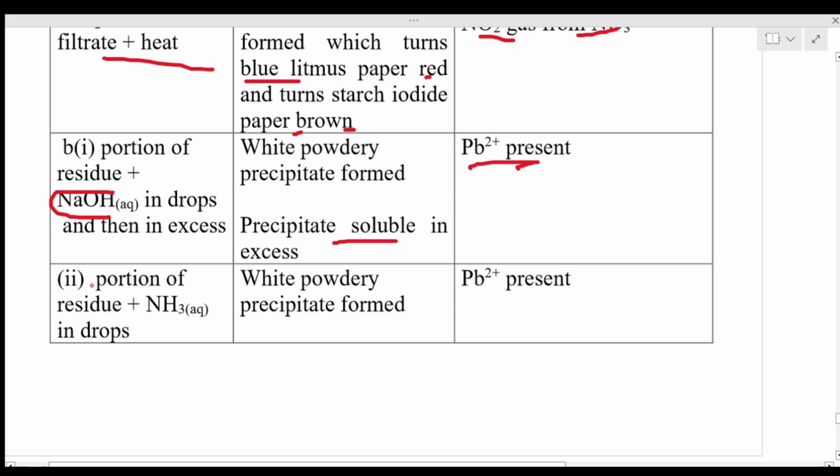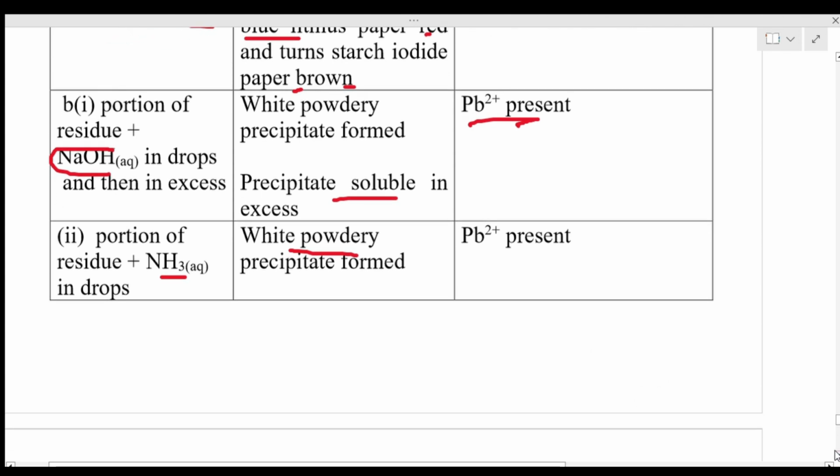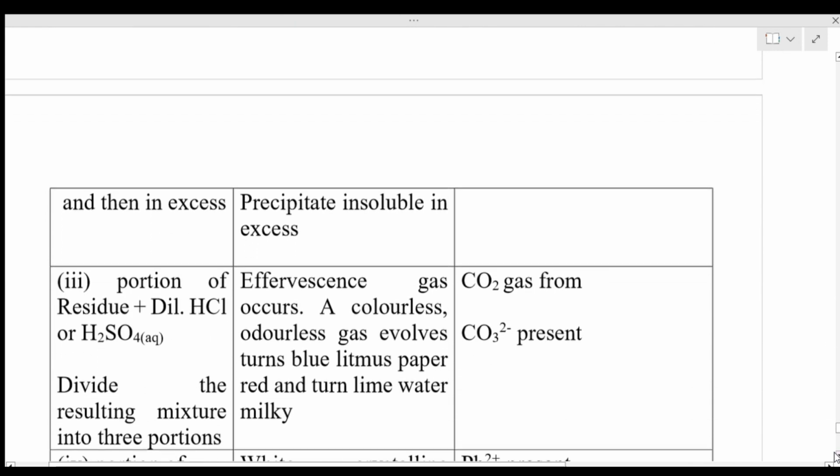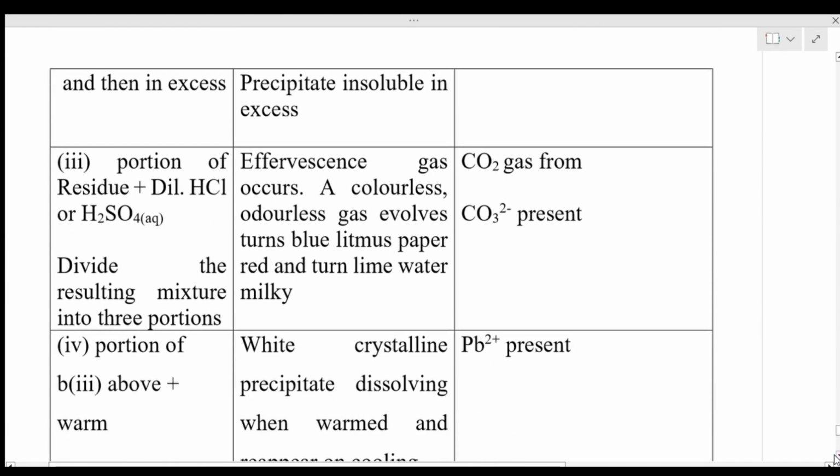Now, let's look at portion of another residue plus ammonia. So we have powdery, white powdery precipitate formed, but this time around it is going to be insoluble. So we have your Pb that is present. Okay. Now there are ways we can make sure that it is Pb that we have in this particular reaction.